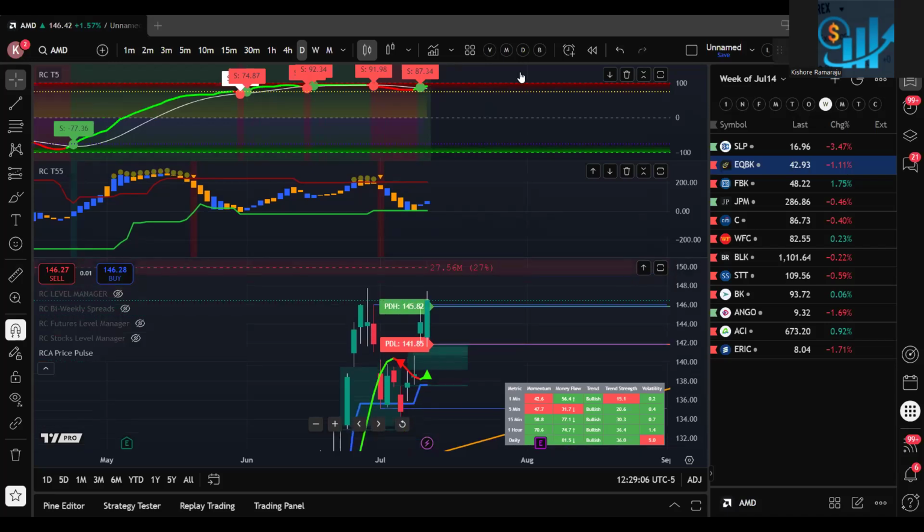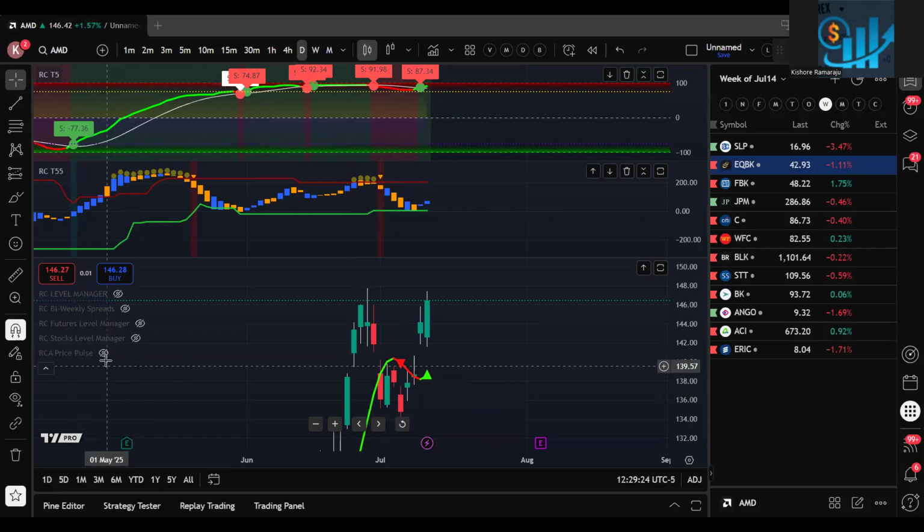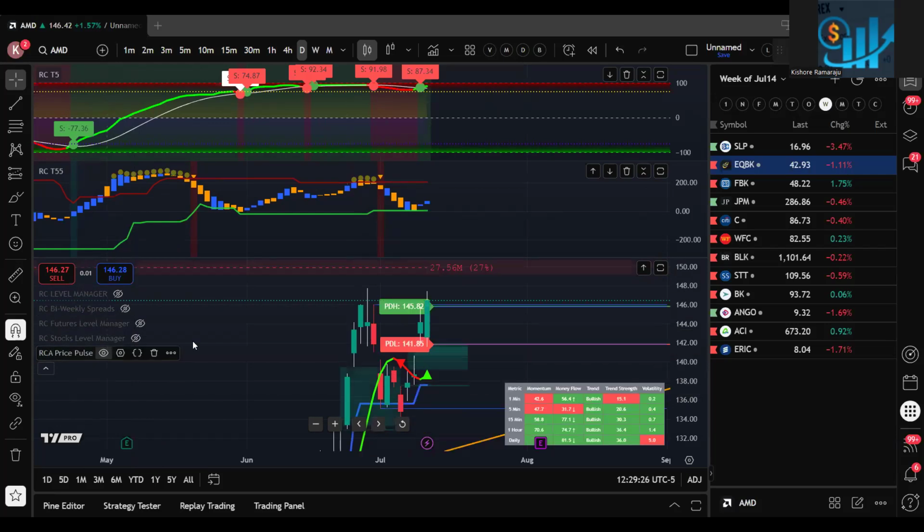That's it, everyone. This session will help you understand all the major indicators: price pulse, stocks level, futures level, T55, T5, and then how to use biweekly spreads. If you want to mainly trade on prop firms, then price pulse, stocks level, futures level, and then T55, T5, these are the best five.